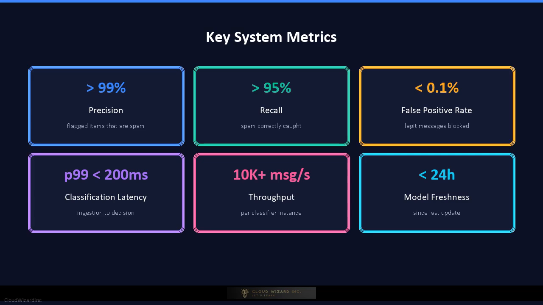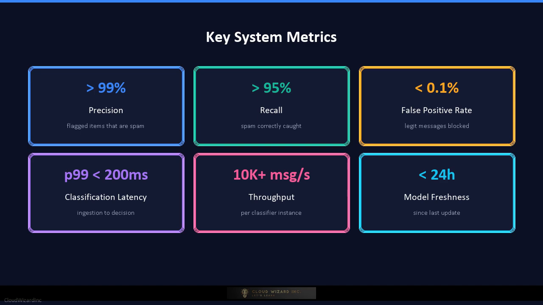Recall, the fraction of all spam that was correctly caught. False positive rate, the fraction of legitimate messages that were wrongly blocked. Classification latency, the time from content ingestion to decision, usually measured in percentiles. Throughput, the number of messages classified per second per instance. Spam catch rate, a business-friendly version of recall.